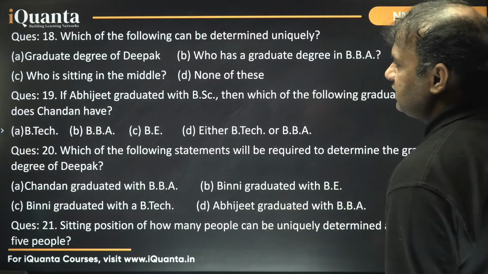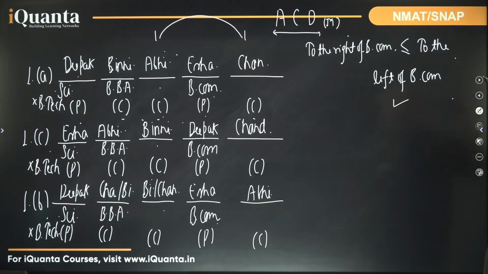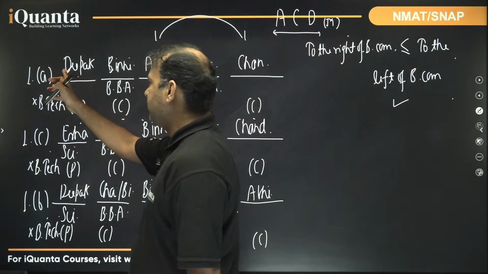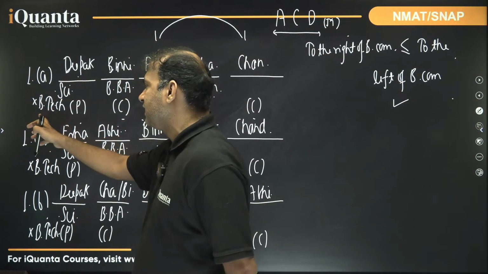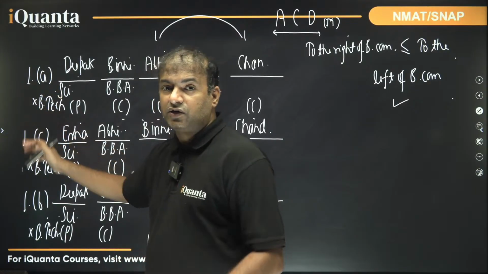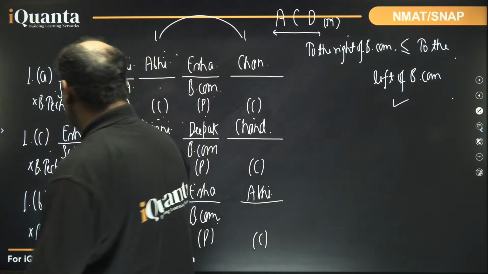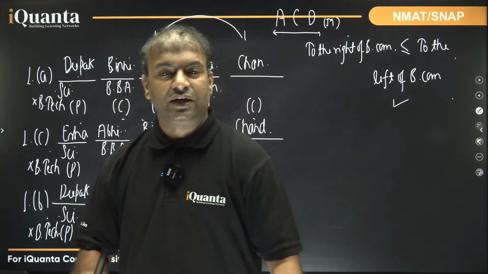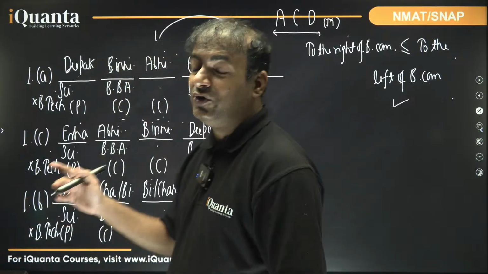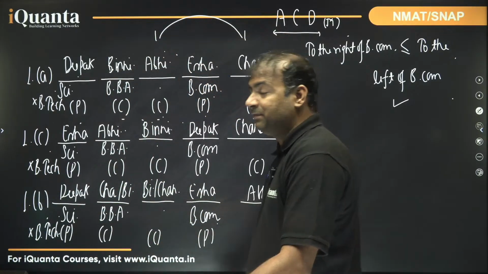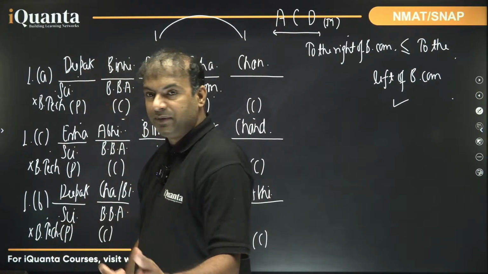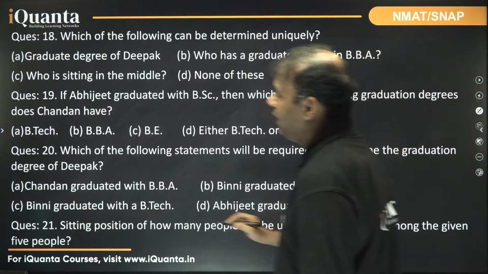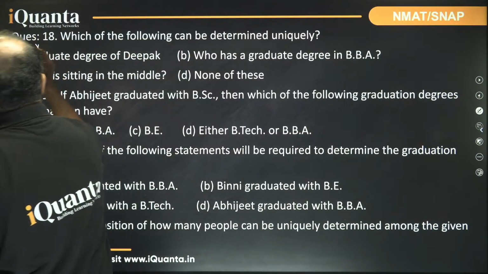So, option number 1 says graduate degree of Deepak. Okay, let's see that. Can we define this, guys? See, we have three cases. In the first case, Deepak can have a science degree but not BTech, so it should be either BSc or BE. In the second case, Deepak is BCom. In the third case, again Deepak is BSc or BE. So can we define it uniquely? No, guys, we have three possibilities for the degree of Deepak. In two cases we can say Deepak has BSc or BE, in the second case Deepak is BCom. So we are not sure about the graduate degree of Deepak, so this obviously cannot be the answer.